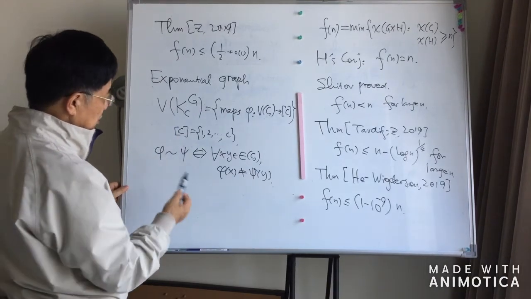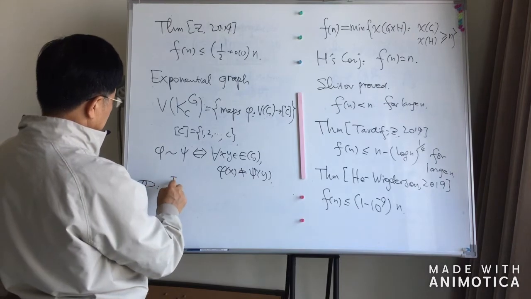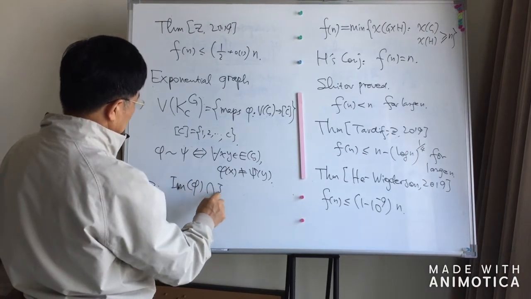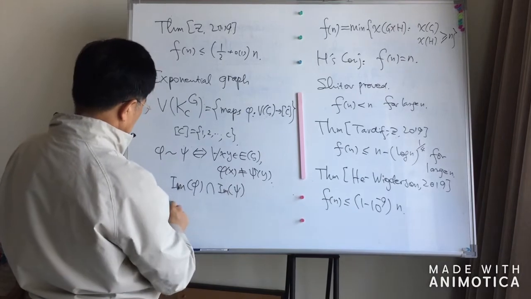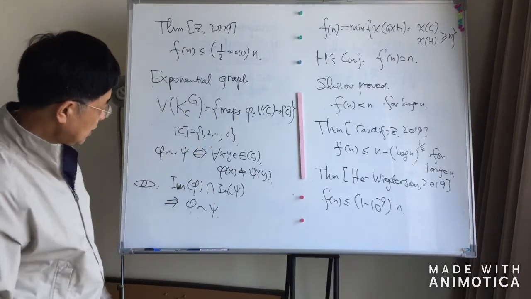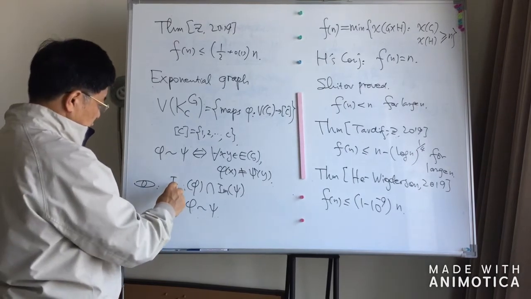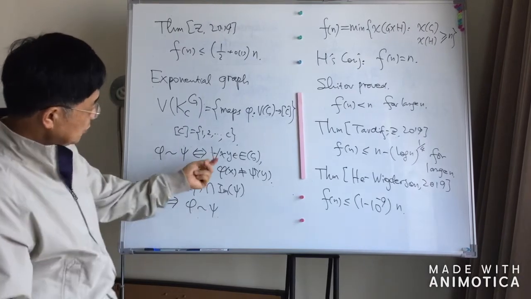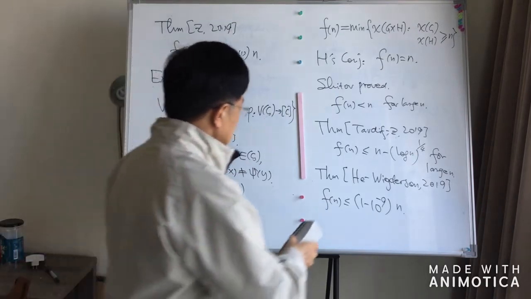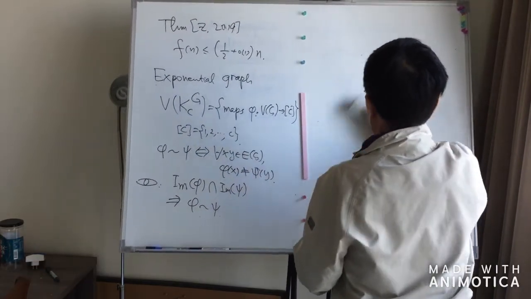We need to know a little bit more about this graph. One observation is that if the image of phi is disjoint from the image of psi, then phi is adjacent to psi. If you take two maps from here and their images are disjoint, then they are adjacent. This is trivial because if their images are disjoint, then of course for any edge xy, phi(x) is different from psi(y). And there is one particular family of maps that are important, the constant maps.